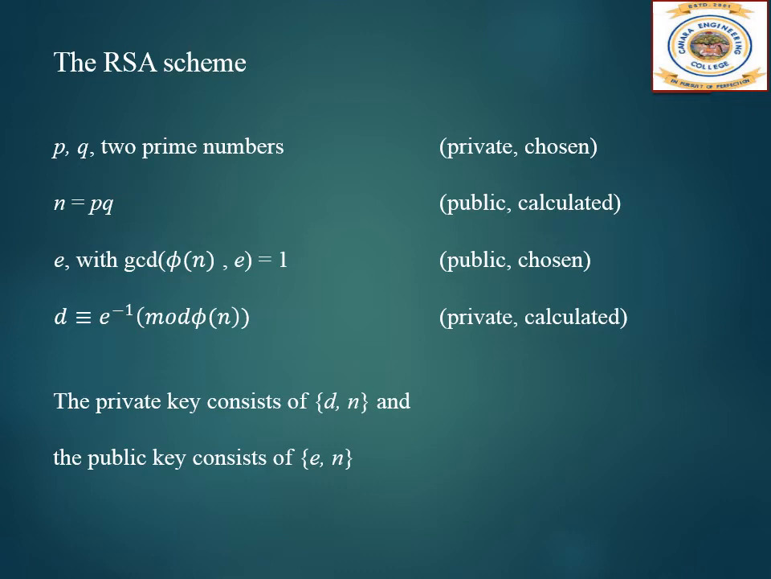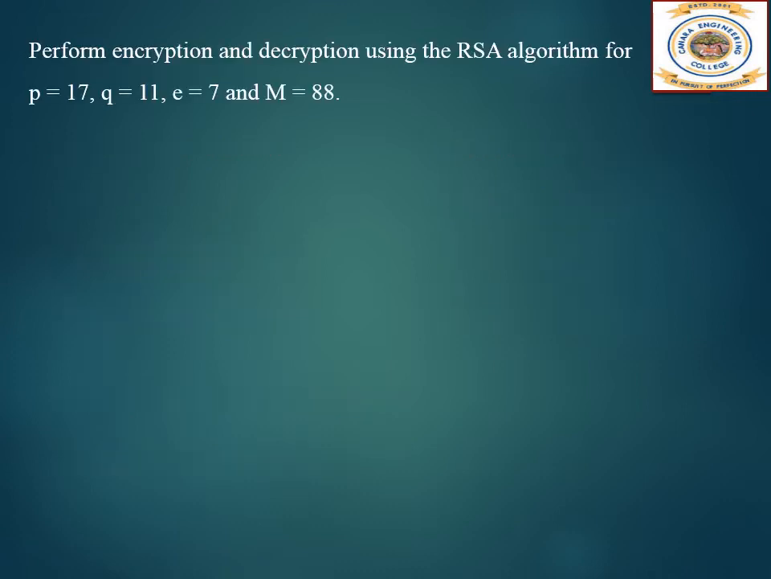We'll work out some numericals based on this RSA scheme. Then you'll understand this RSA algorithm in a better way. So let us consider an example for the RSA algorithm. Here P is given as 17, Q is given as 11, E is 7 and the plain text M is 88. So we have to perform encryption and decryption using the RSA algorithm. So let us start with the numerical.